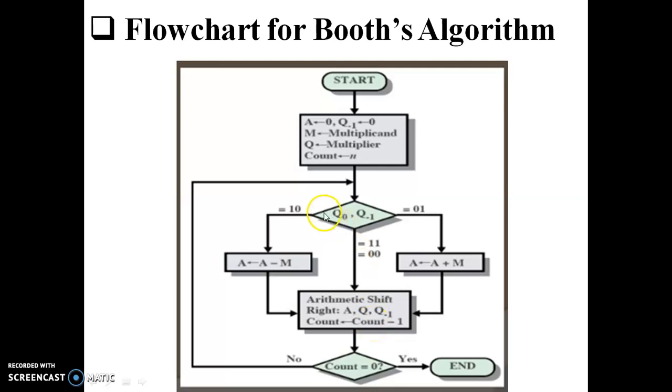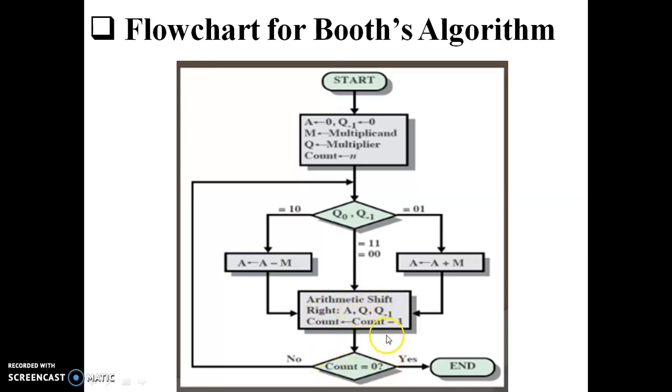So here, if you see, if I have the 0, 1 value, I will first perform A equals A plus M, then I will perform arithmetic shift right. If the value is 1, 0, then I will first perform A equals A minus M and then perform arithmetic shift right. So in both methods, the second step is to perform arithmetic shift right. And only when the comparison values are 1, 1 and 0, 0, you perform only one step, that is arithmetic shift right.